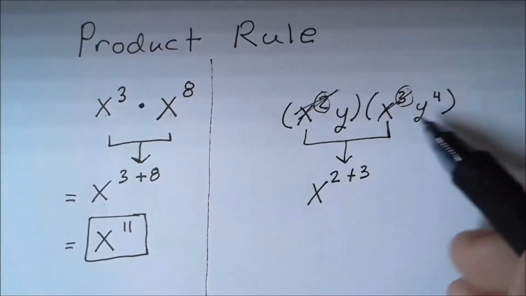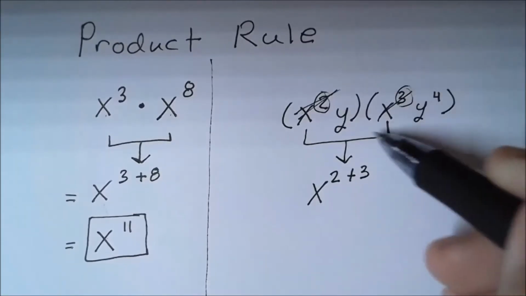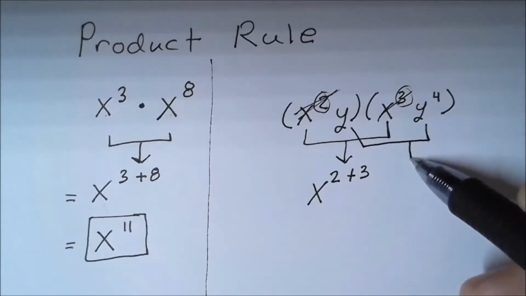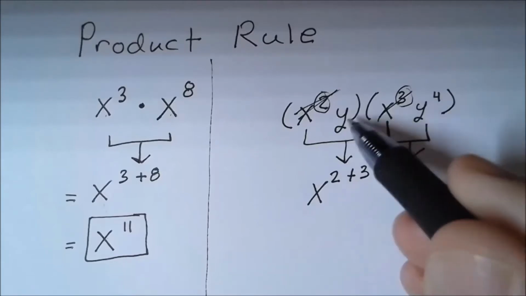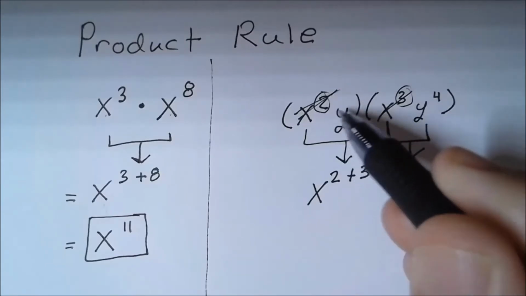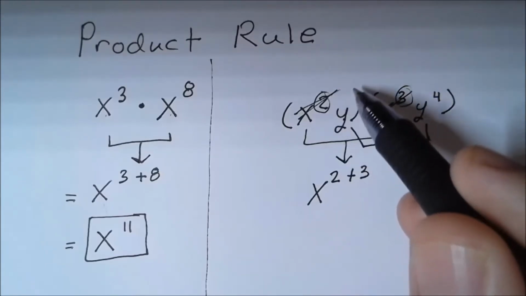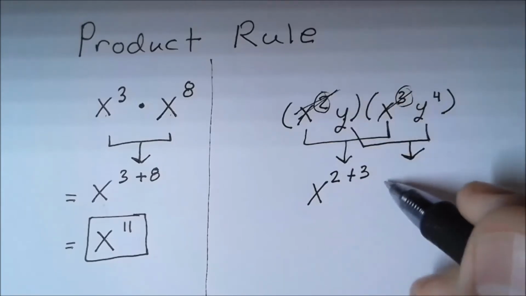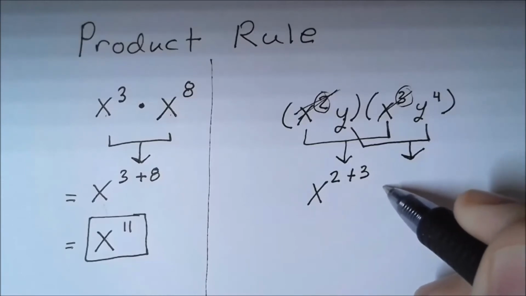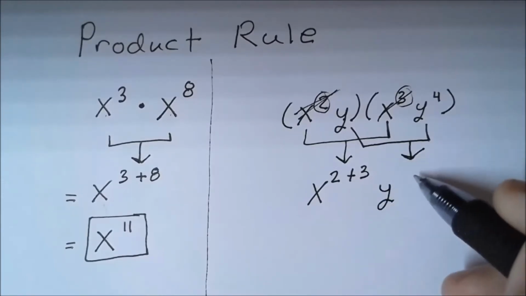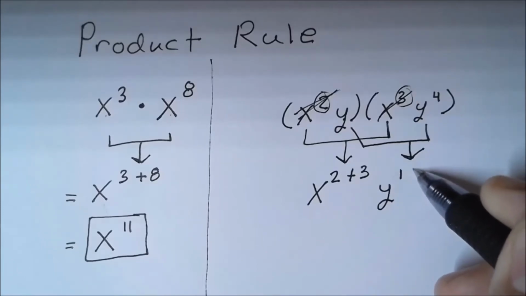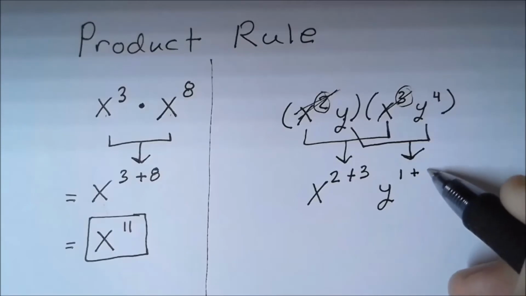The next thing I'm going to do is take these other two, the y's, and put those together. So I have y. Now notice this y is by itself, right? So there's always an implied power of 1 if we have some number or some letter, some variable. So this is going to be y to the power of 1, times y to the power of 4, so plus the power of 4.